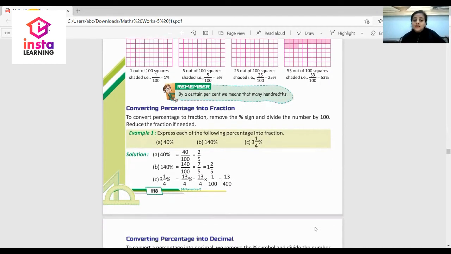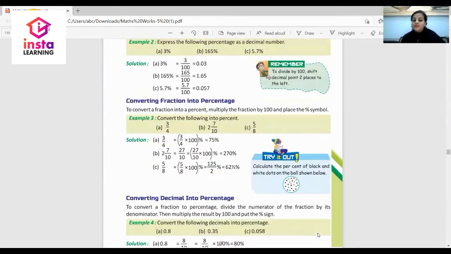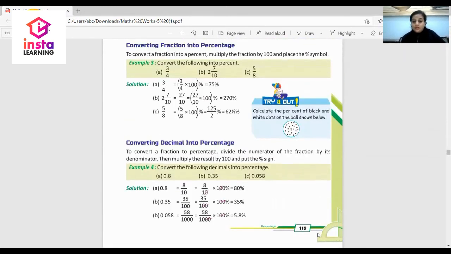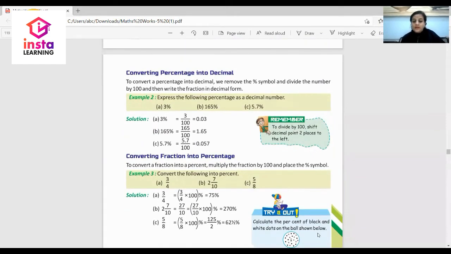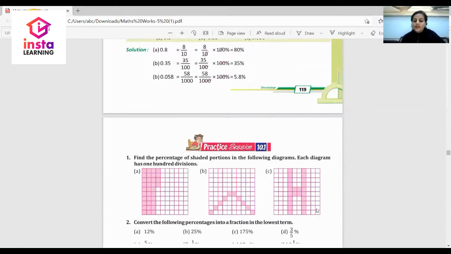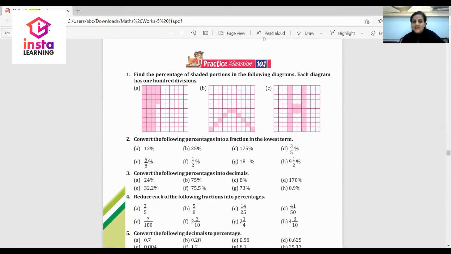Now, by a certain percent, we mean that many hundreds are there. So when we convert 40%, it is written as 40 upon 100. Then we will do this in our practice session also. In that we are going to convert percentage into decimal, and fraction into percentage. Likewise in our 10.1 exercise. Okay, students.